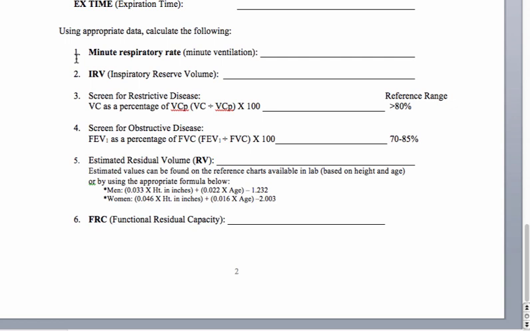And then remember here, just kind of looking at these different values. So the minute respiratory rate, or the minute ventilation, remember you are taking your respiratory rate times your tidal volume. And so what you end up with there, if your respiratory rate is breaths per minute, your tidal volume is the volume per breath, then you end up with basically the volume per minute, or the minute ventilation. And so then again, using appropriate data, and if you're asked for these, you would be given that appropriate data.